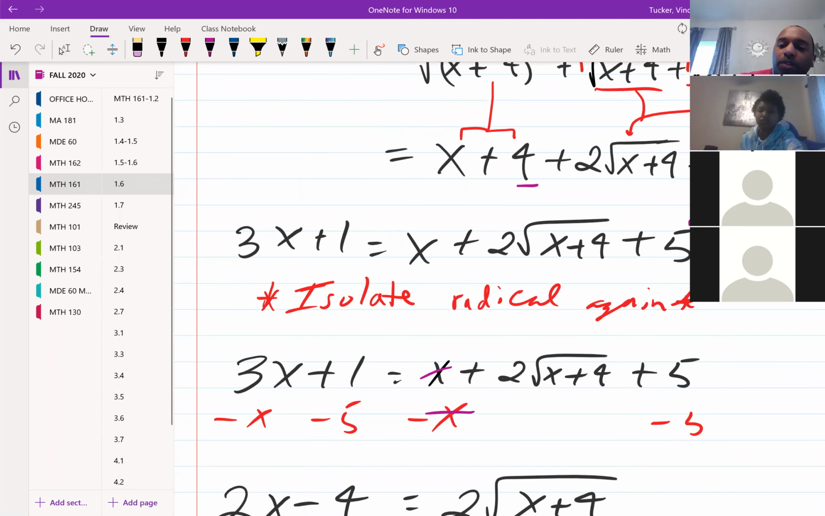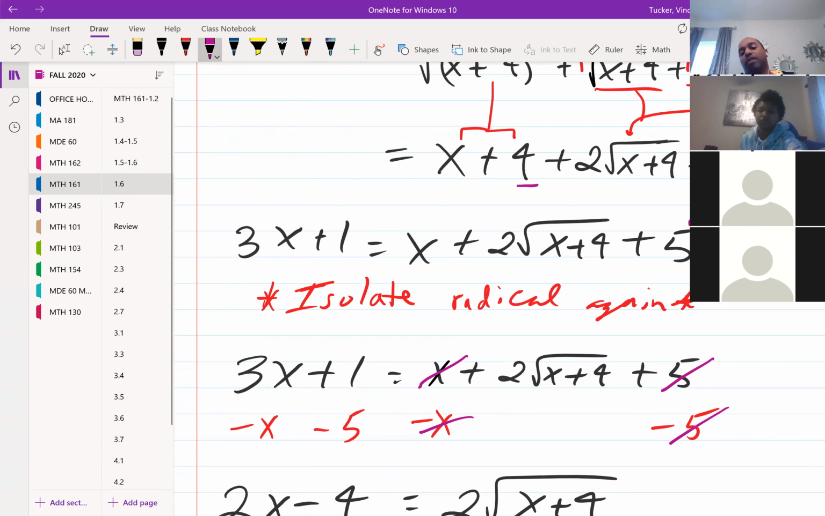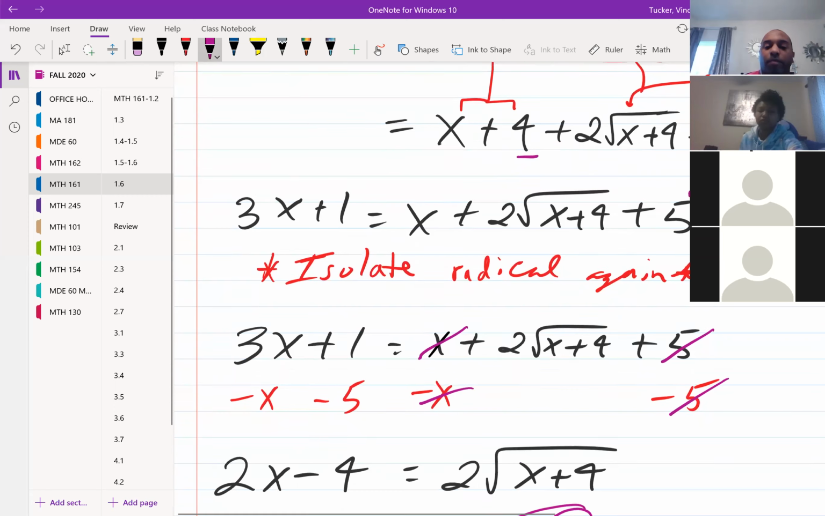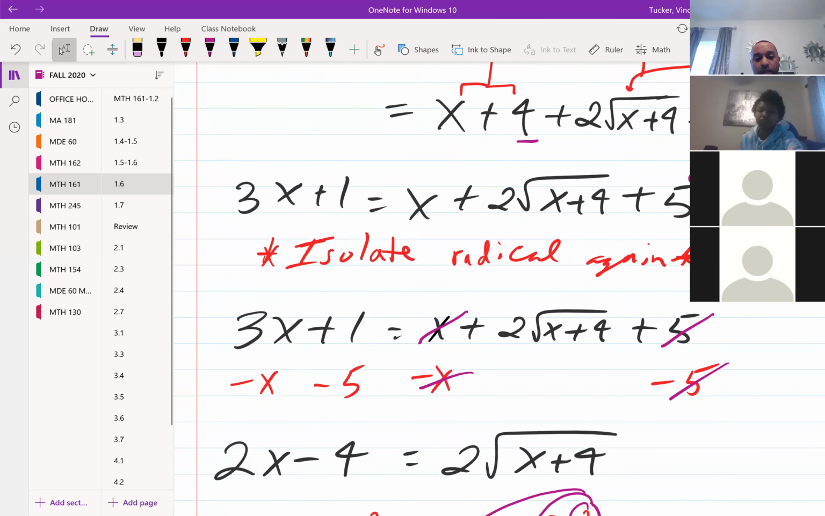So what we need to do, let me erase this so we can walk through it. We need to get this by itself. So we're going to subtract x and subtract 5 from both sides. The x's cancel, the 5's cancel. And that leaves us with 2x minus 4 equal to 2 square root of x plus 4.